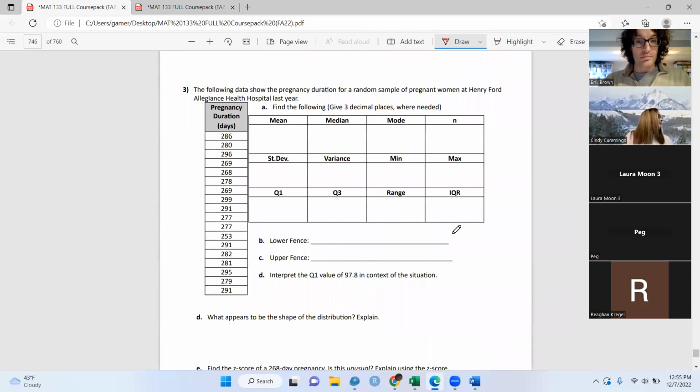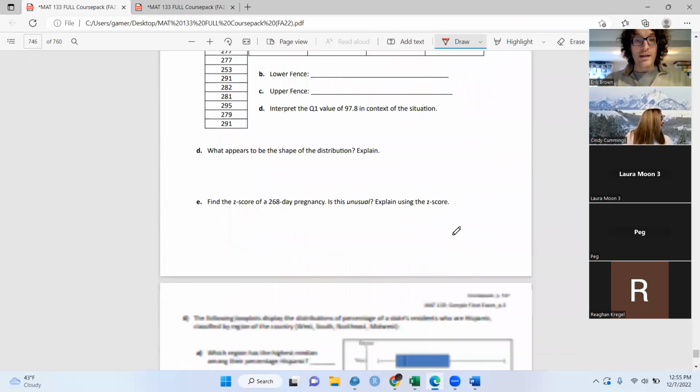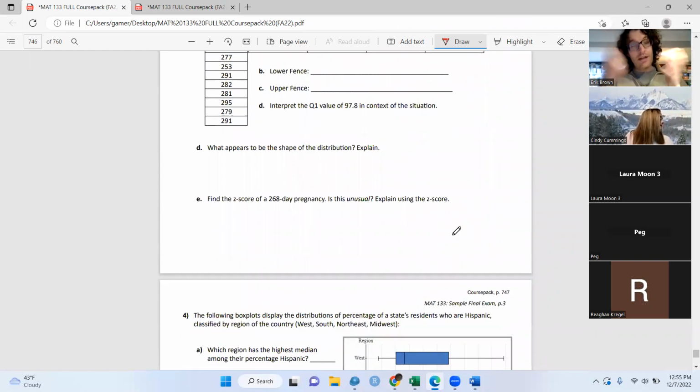Think back to the midterm you took and the sample midterm and how similar those two were. The final will follow the same sort of setup.